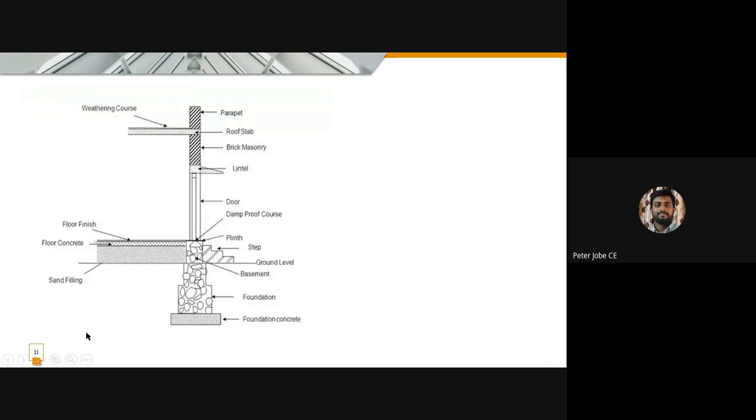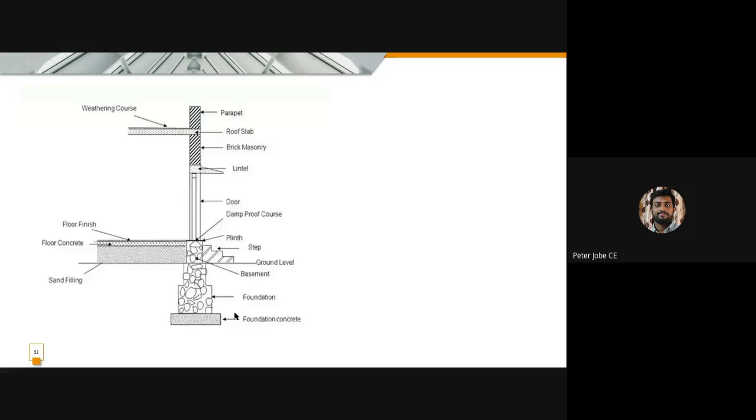Similarly, once we reach ground level, it will contain the load from the plinth, the walls, the brick masonry, roof slab, lintel, everything. As we go down, the load will always keep on increasing. Since our load is increasing, we are increasing the width of the supporting structure. This is the basic idea: as the load increases, we should increase the width of the structure.